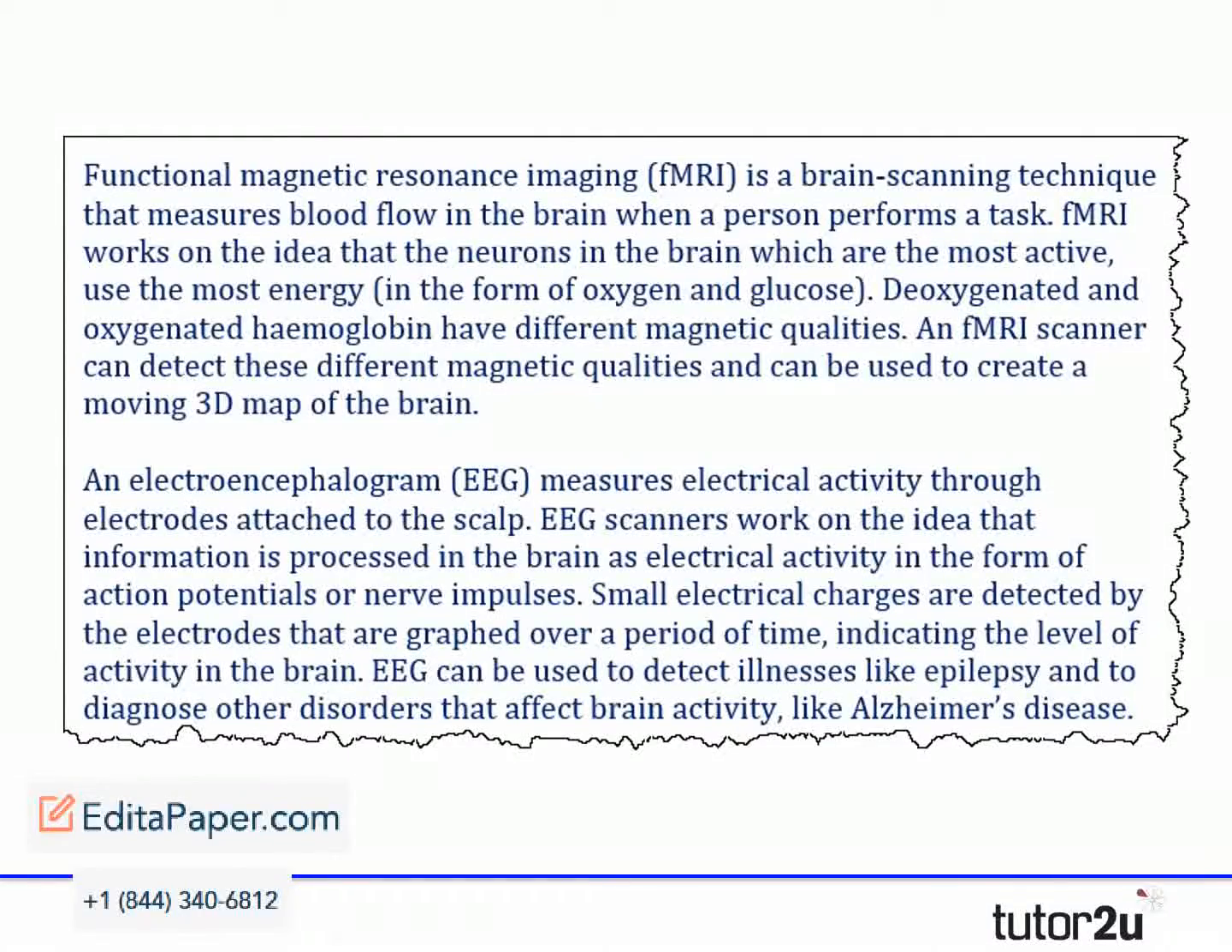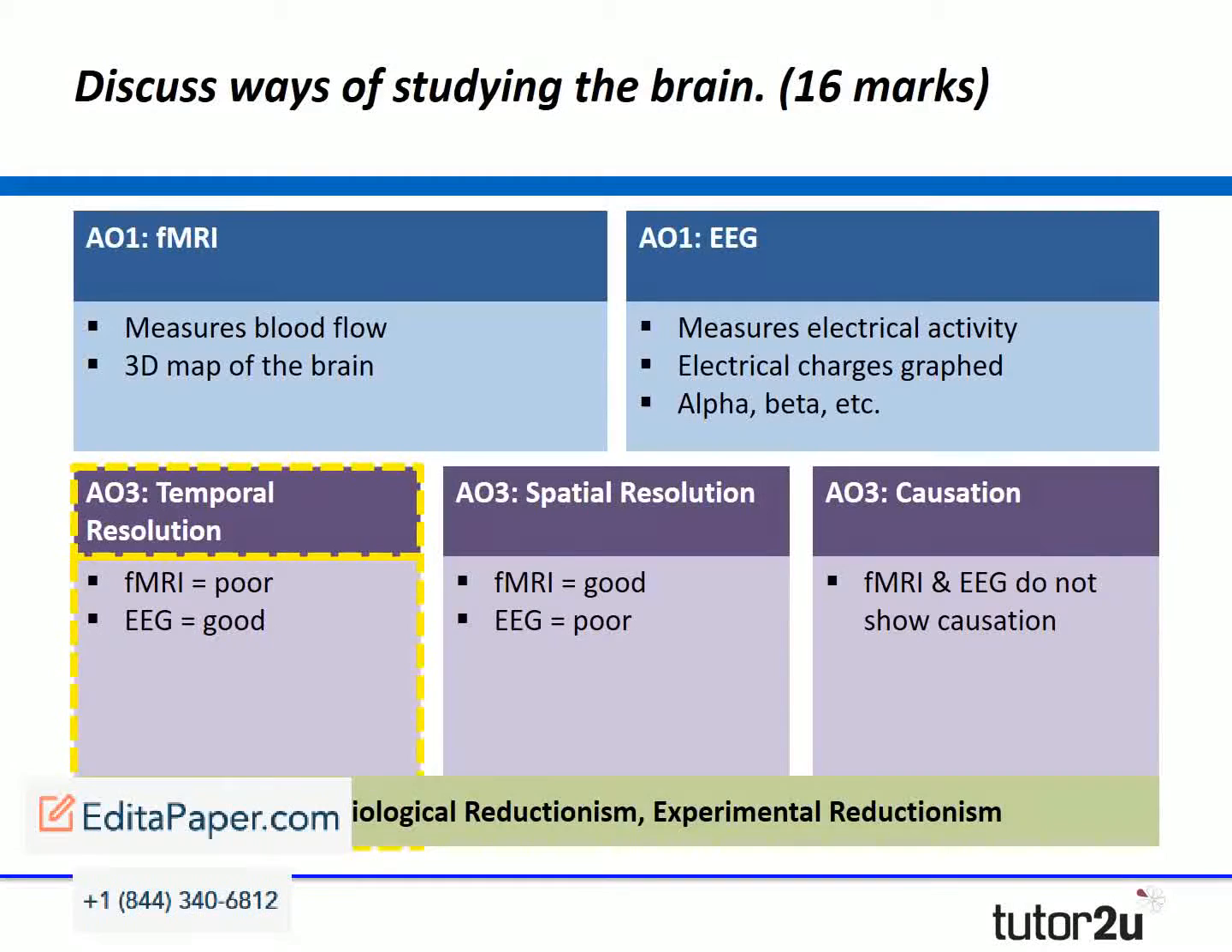There we have it. It's about 160 words long, that particular outline. We've done our two different ways of studying the brain. They're clear, well detailed and accurate, and really within our word limit, which is what we're aiming for.